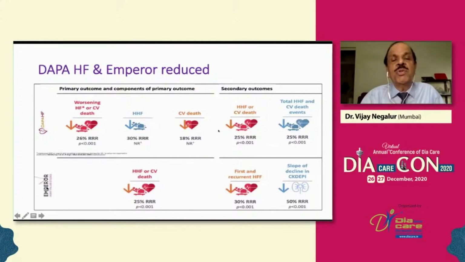The same is true with the EMPEROR trial. Heart failure was reduced by 25%, first and recurrent by 30%, and the slope of decline in GFR was reduced by 50%. So therefore, these are the benefits you see in patients, both diabetic and non-diabetic patients.